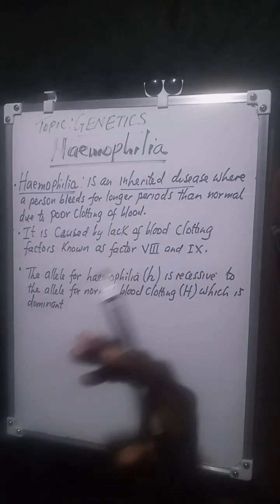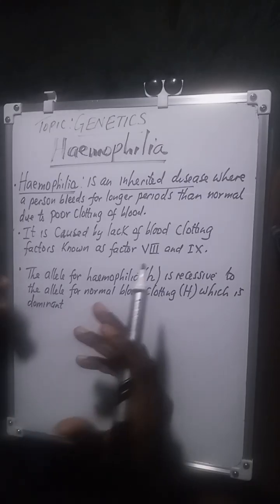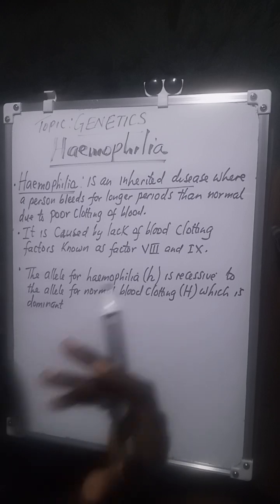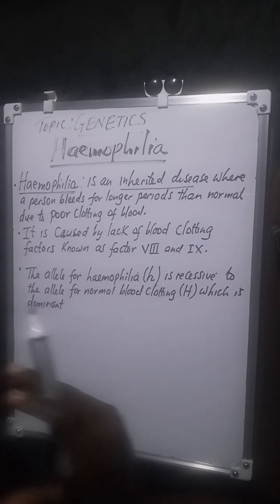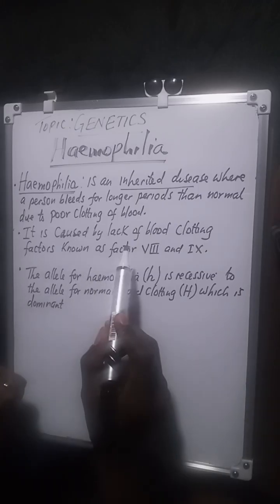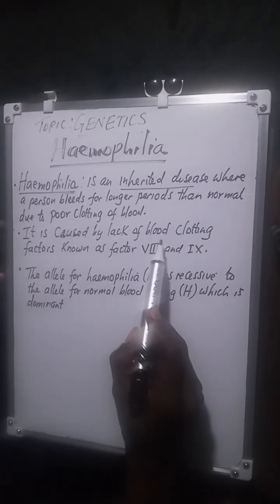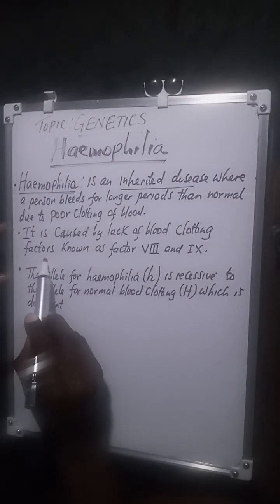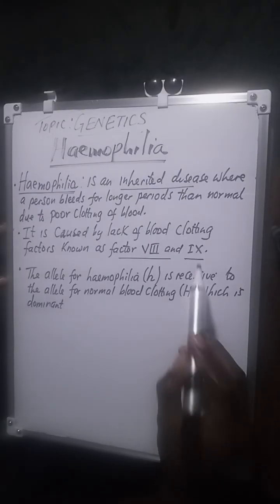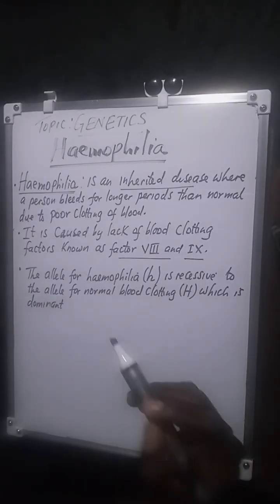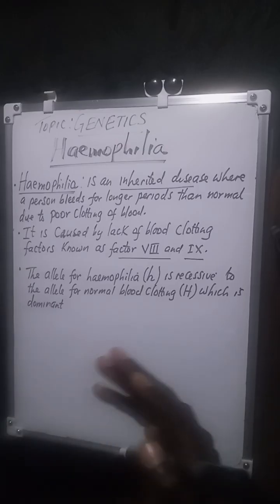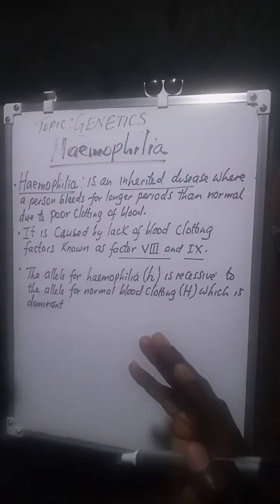of blood. So you might have actually seen people, when they injure themselves, in order for blood to stop moving from a wound or the injury that they have, it may take a longer period of time. But this may actually be caused by lack of blood clotting factors, and these blood clotting factors are known as factor 8 and also factor 9. Now what you need to remember is that these blood clotting factors are simply proteins that are found in the body that help in the clotting of blood.